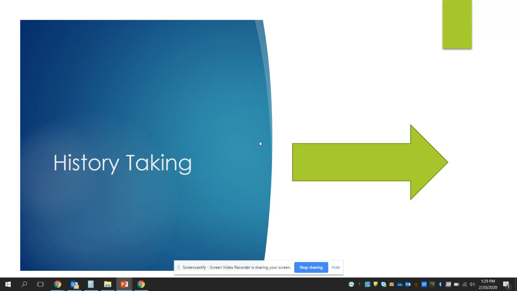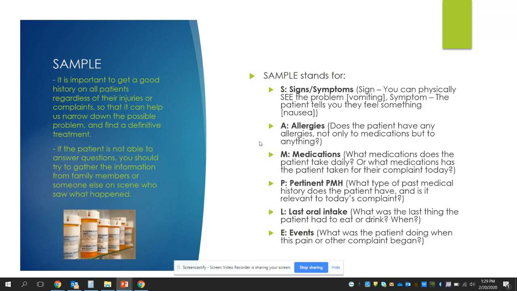If it's a medical patient, you might ask them a little sooner. If it's a trauma patient, you might ask them on the way to the hospital. So it depends on what's going on with you as well. But the basic history that we need for every patient is going to be SAMPLE. All right, and so SAMPLE stands for signs and symptoms, allergies, medications, pertinent past medical history, last oral intake, and the events leading up to what happened today.